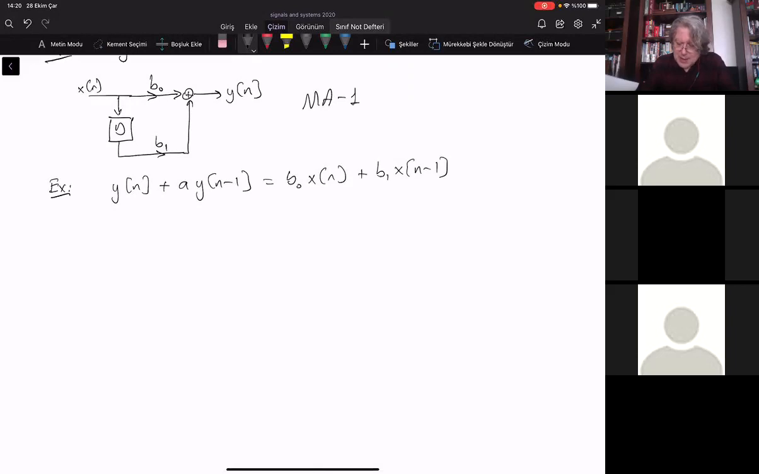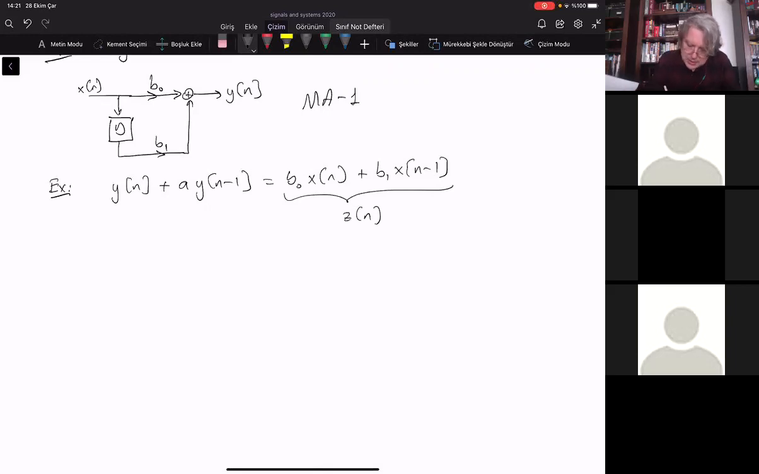We can split the problem into 2 parts. First of all, let us say that this combination will produce an auxiliary signal. Let's give a name to that auxiliary signal, and let's call it z of n. So b0 x of n plus b1 x of n minus 1 is equal to z of n.